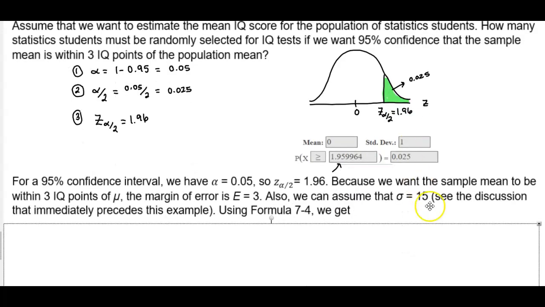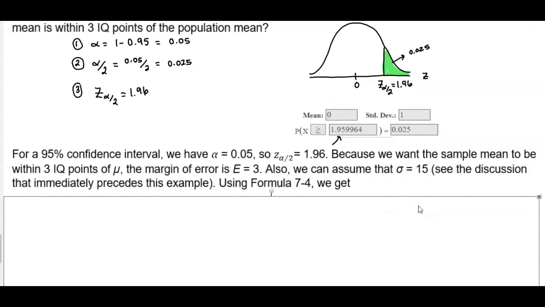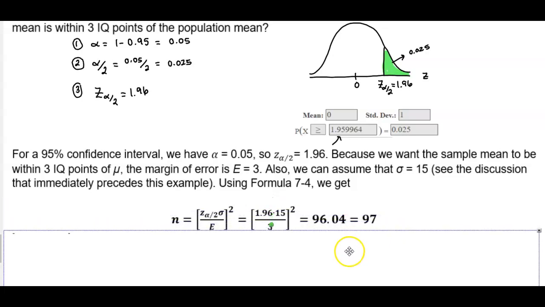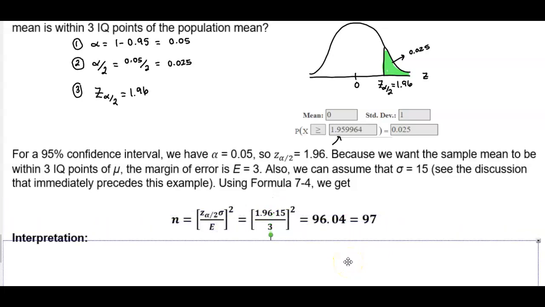Well, in this case here, using a prior study, we're going to say that the population standard deviation is equal to 15. So now, using that formula, we're going to get the following. We know that the critical z value is 1.96. And then we're going to multiply it by the population standard deviation of 15. And then we're going to divide it by the margin of error, which is 3, and then square that result.